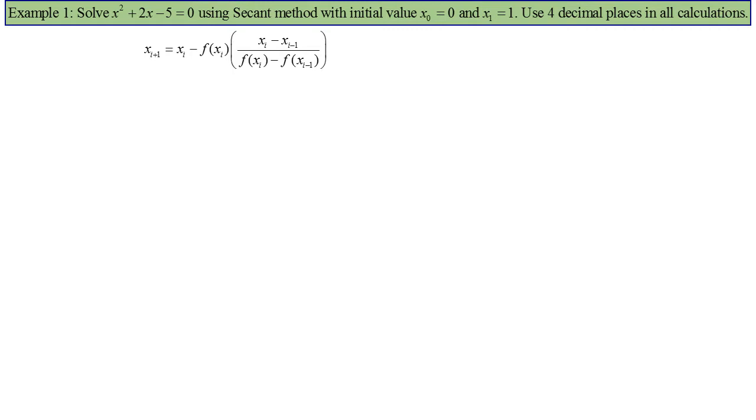Alright, first of all, you can see here that for the secant method, we have to have two initial values. Bisection also requires two initial values. Newton-Raphson requires only one initial value, but secant again requires two initial values in its implementation. This is the formula of the secant method. As usual, I always encourage students to present your answer in a table.